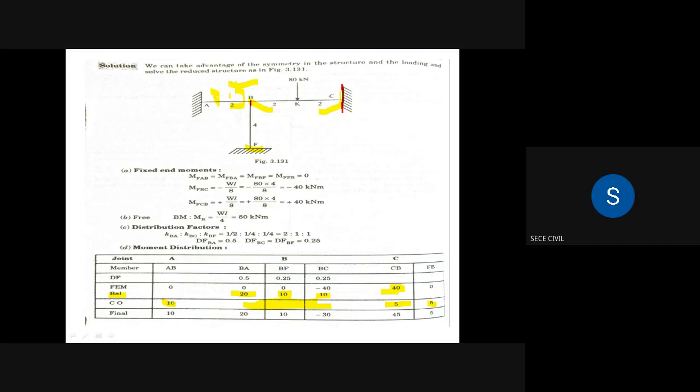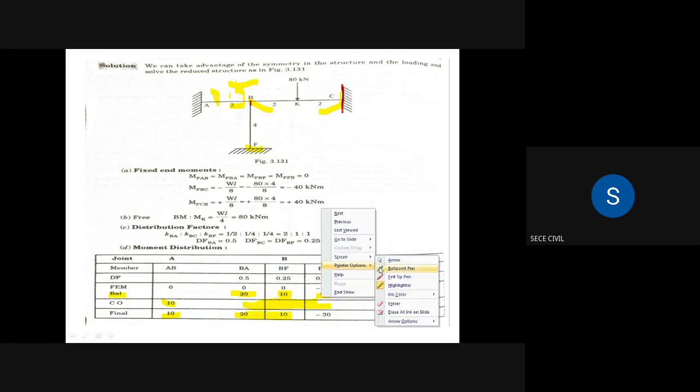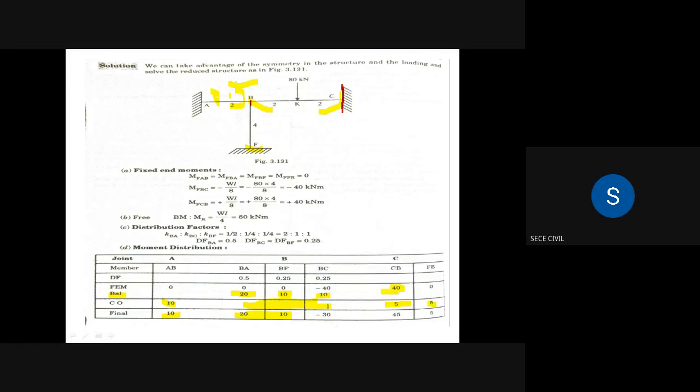Now we add the moments. At joint B, 20 plus 10 is 30, and 10 minus 40 is minus 30. Then at C, 40 plus 5 is 45, and 5 at F. At joint B, MBA plus MBF plus MBC equals 0: 20 plus 10 is 30, and 30 minus 30 is 0. At the fixed supports we will have moments: at joint A, 10 kilonewton meter, similarly at joint C, 45, and at joint F, 5.